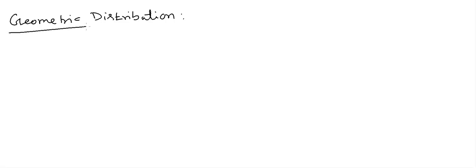This is another kind of discrete distribution. Why? Because here also the random variable x takes discrete values. Okay, first we can define its probability mass function.